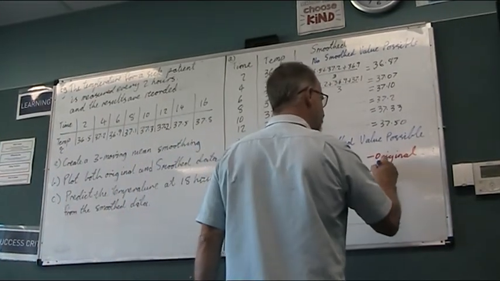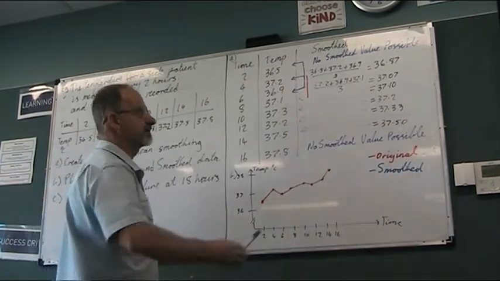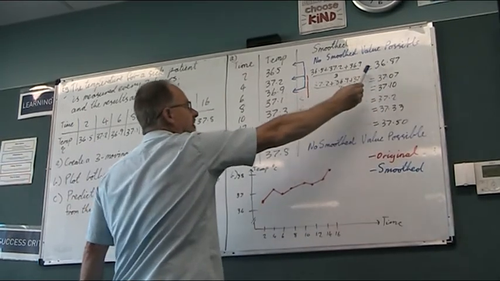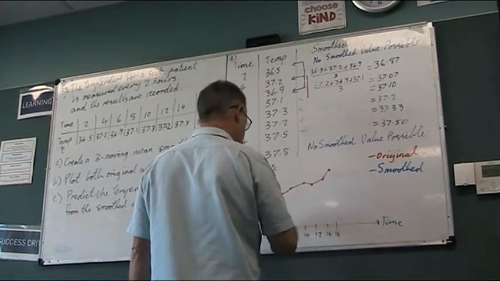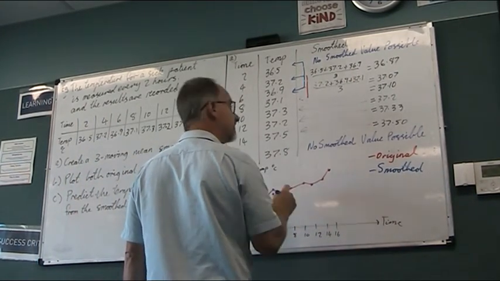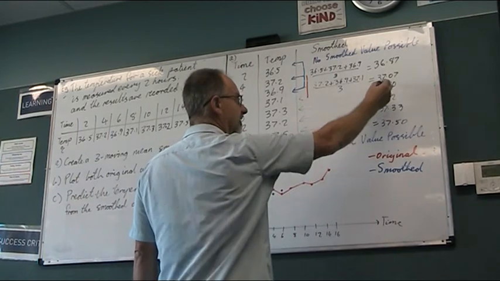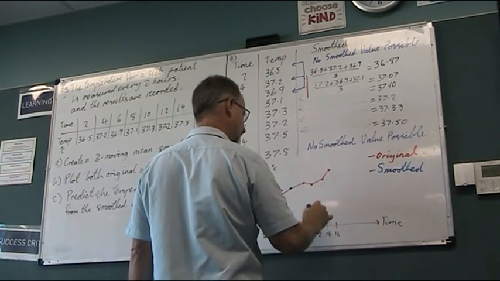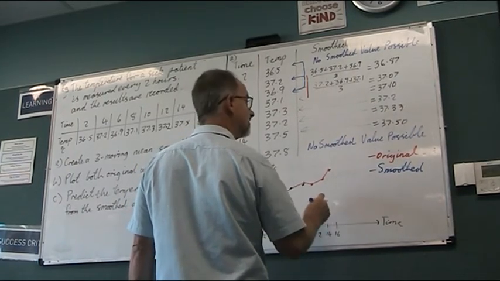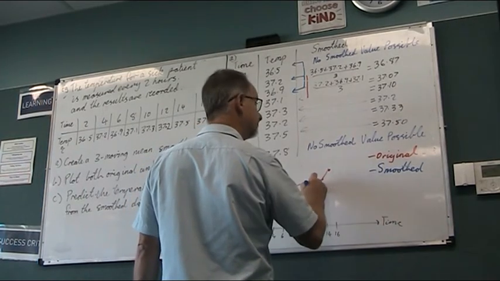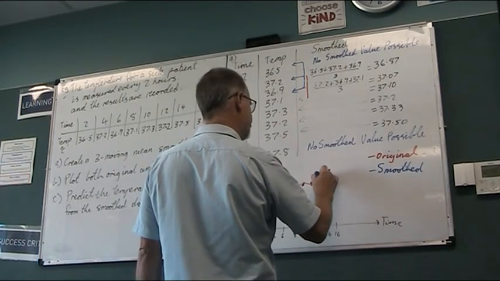Then for our smoothed data, I'm going to do that in blue. For our smooth data, that's these numbers. The first one that we've got goes at 4 hours, so 36.87, which should be rounded to 36.9, 37.1, 37.1, 37.2 for 10 hours, 37.3, and then for 14, 37.5.